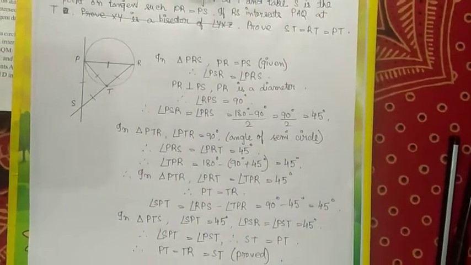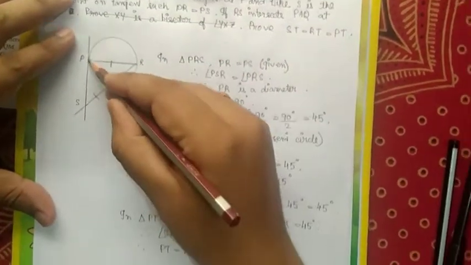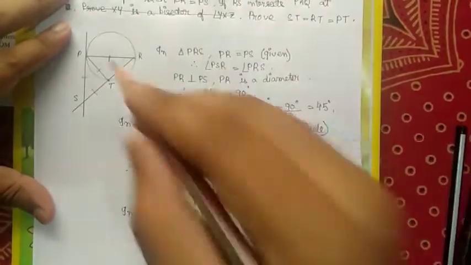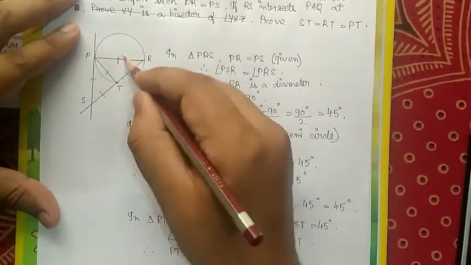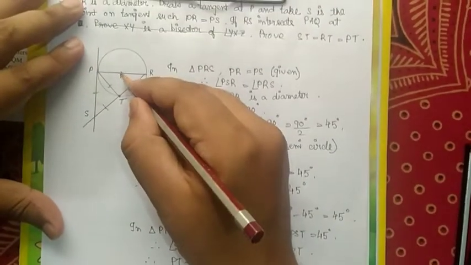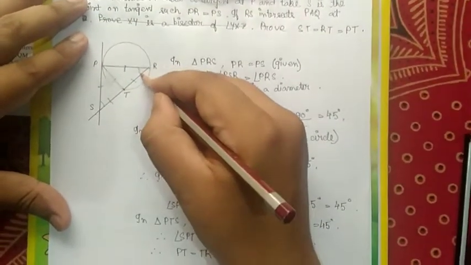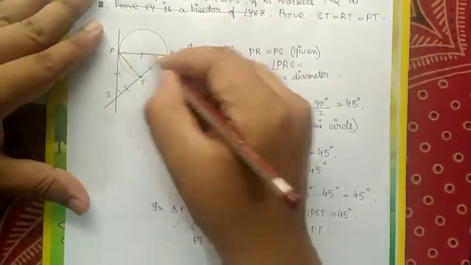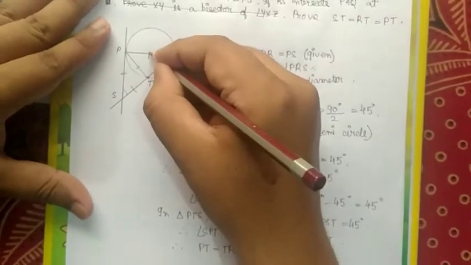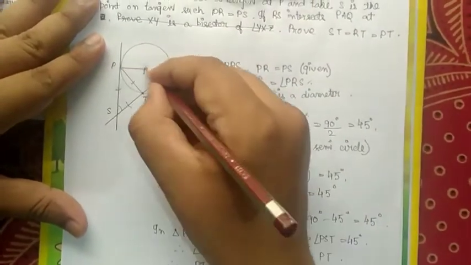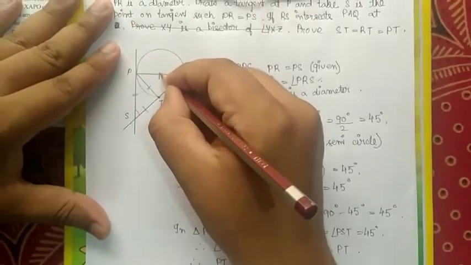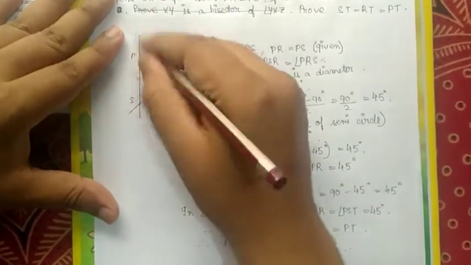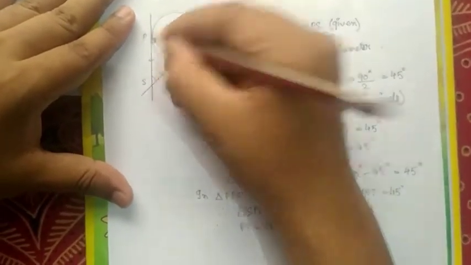So now in this triangle PRS, these two sides are given. If these two sides are equal, so therefore the opposite angles, this one and its opposite angle, this one, these two are equal. I write that. We know PR is a diameter. If PR is a diameter, so therefore its radius, suppose this is the center, so this is radius. So radius is always perpendicular to the tangent. So therefore this angle is 90 degree.